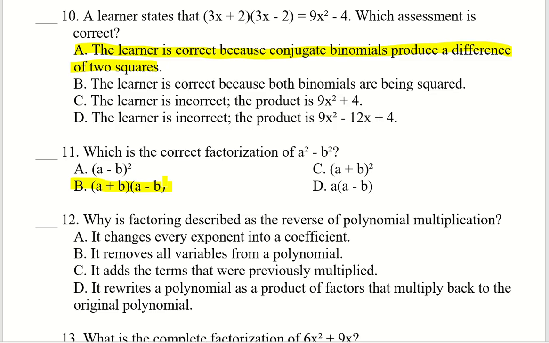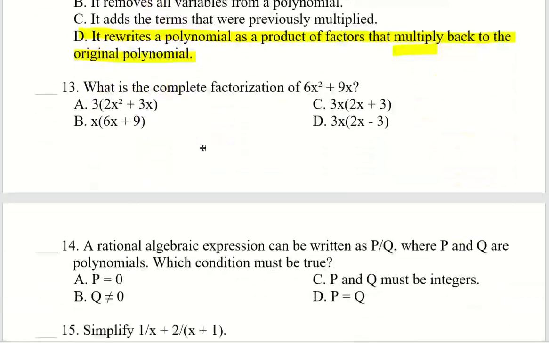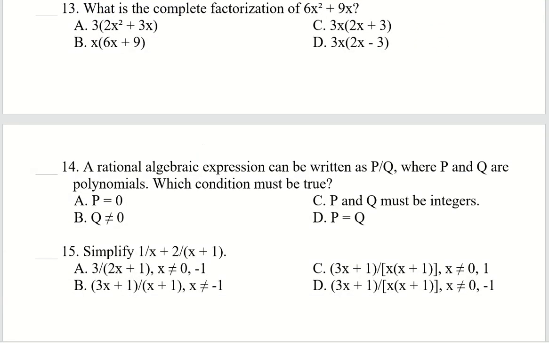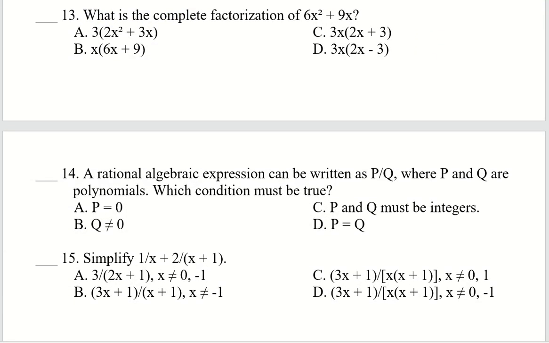Number 12. Why is factoring described as the reverse of polynomial multiplication? Okay, because it rewrites a polynomial as a product of factors that multiply back to the original polynomial. Okay, so factors po ay multiplication. Okay, 13. What is the complete factorization of 6x squared plus 9x?